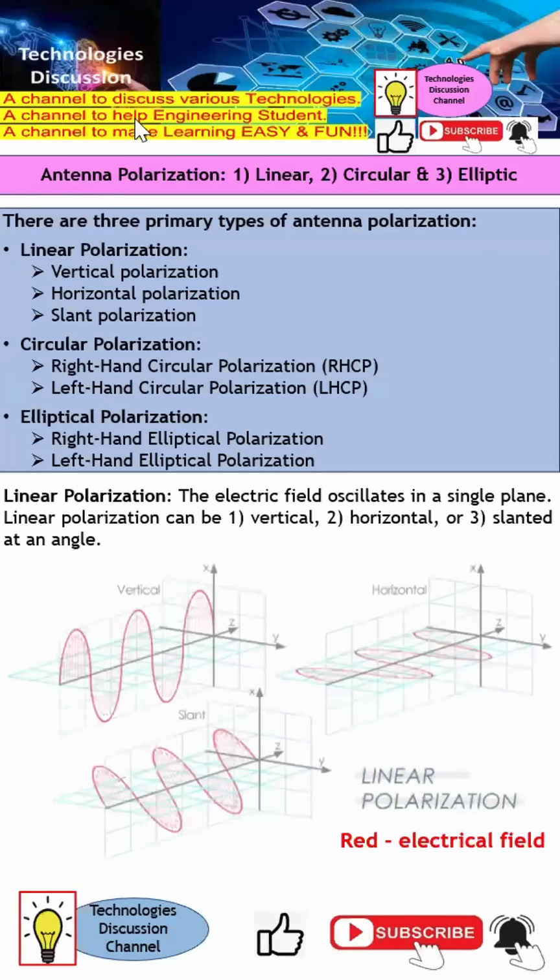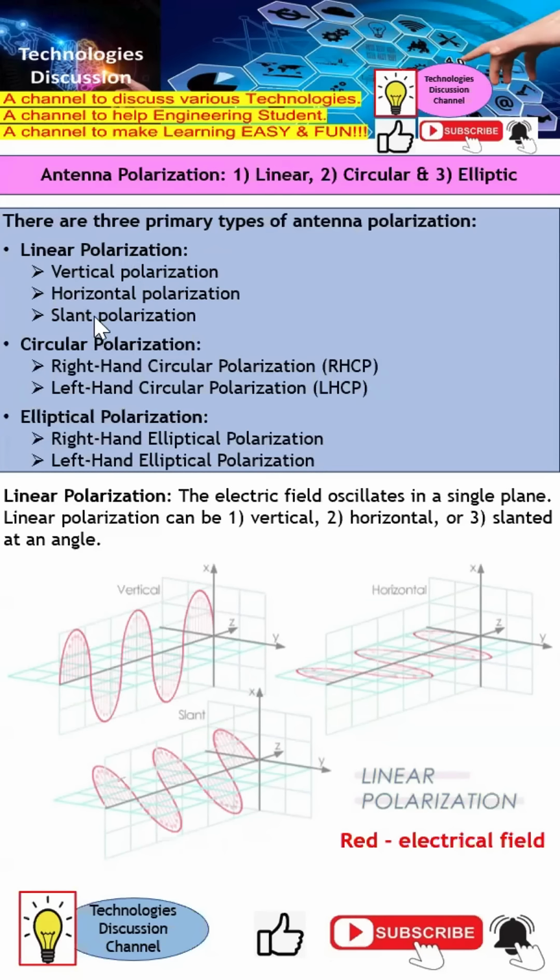I'd like to discuss antenna polarization. Basically, there are three types of antenna polarization. The first one, the most common, is known as linear polarization. Under linear polarization, we have both vertical and horizontal polarization. Later on, I will help you identify whether it is vertical or horizontal polarization.